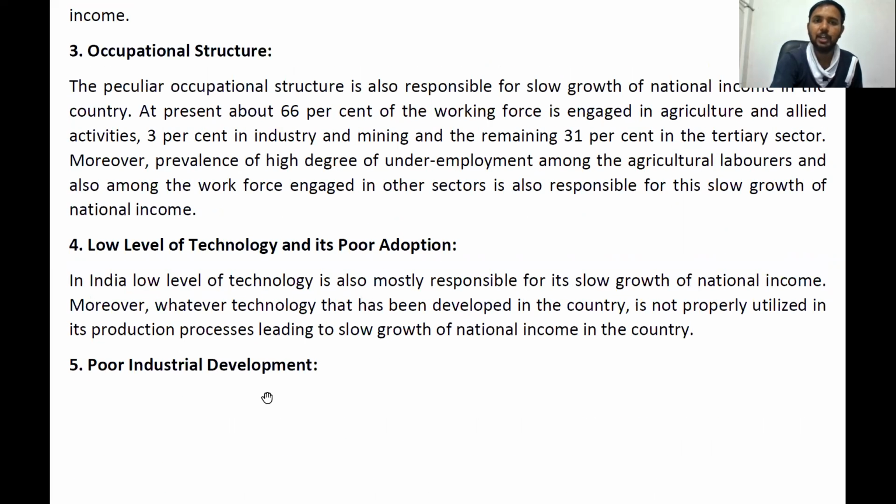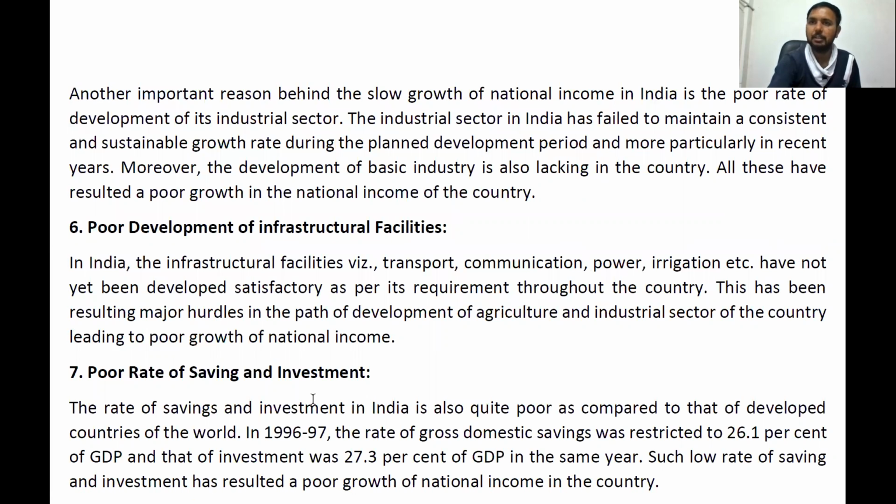Then, poor industrial development in our country. The industrial development is also very poor, because the majority of the people are associated with the agriculture sector. So there is a low rate of growth in the industrial sector, and this is also a cause of the slow growth rate of national income.